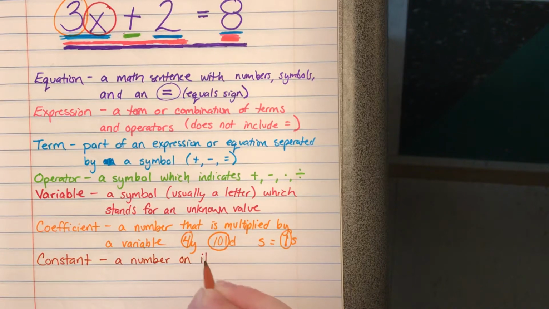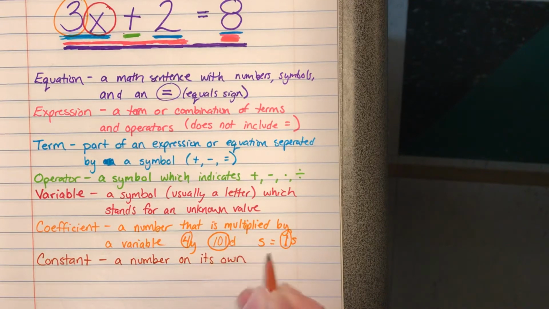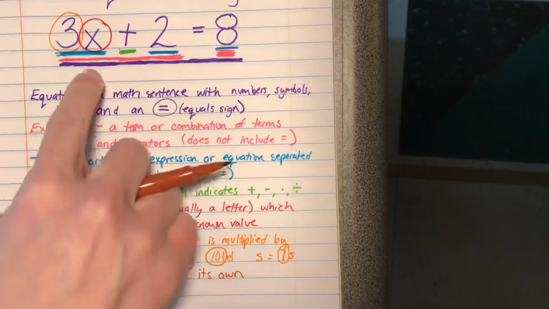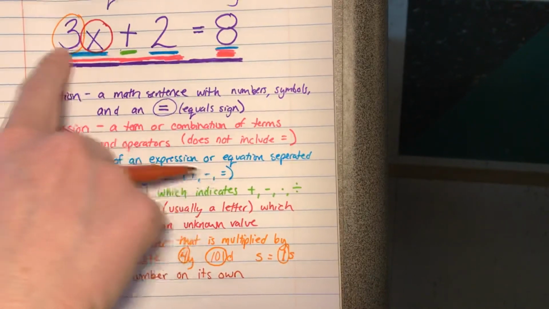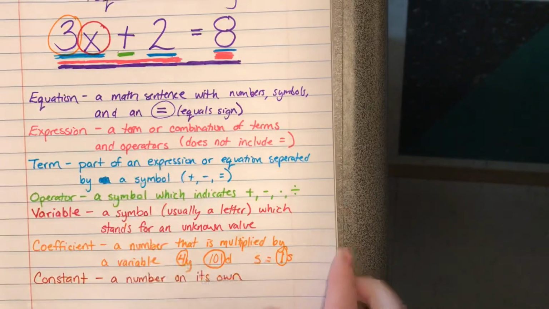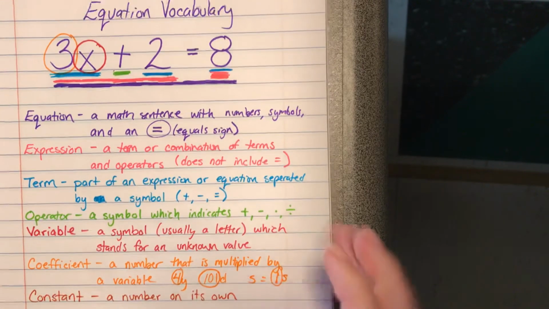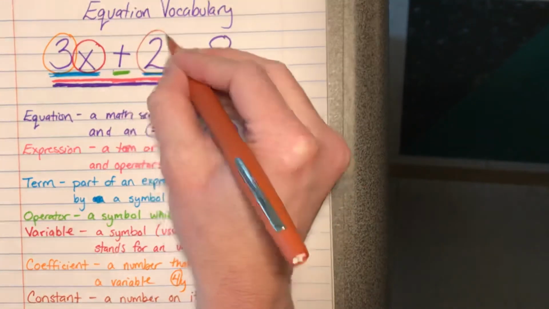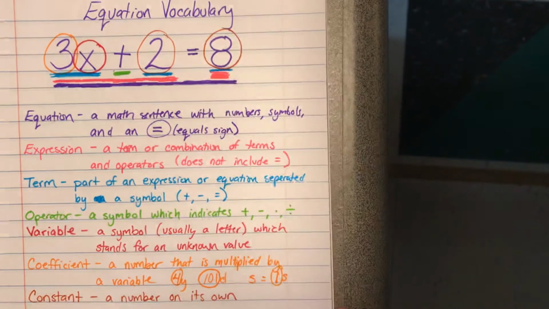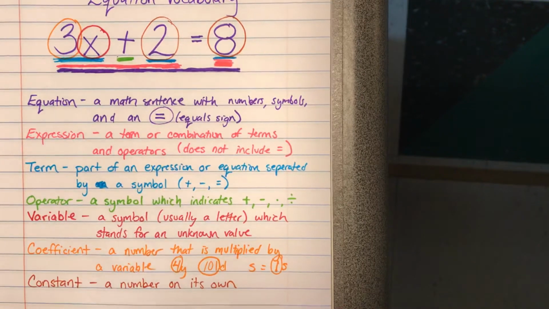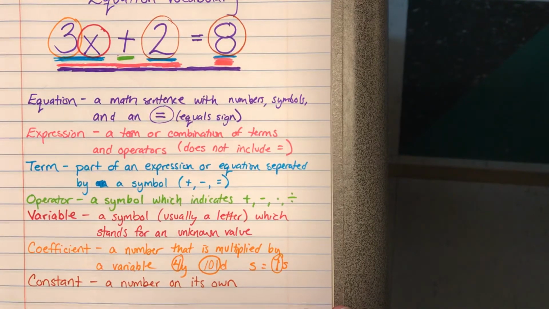on its own. Whereas a coefficient is always going to be attached to the variable, right in front of it, the constant is just going to be a number on its own. Notice we have two numbers that are sort of on their own here, and I'm going to circle both of them. Those would both be our constants. It is a number that just stands by itself.